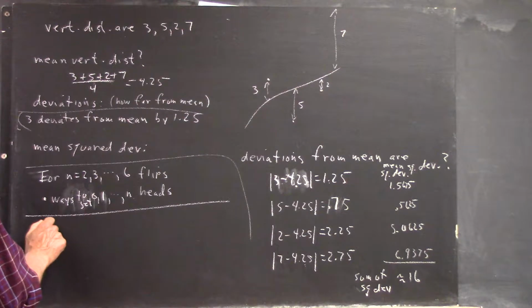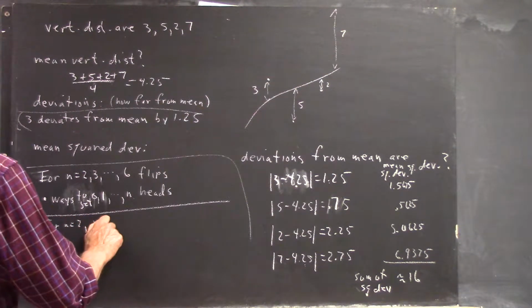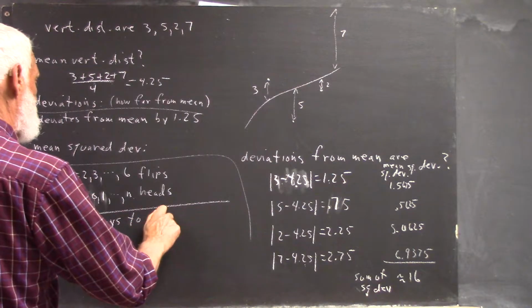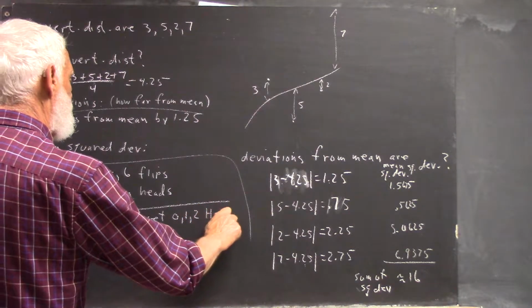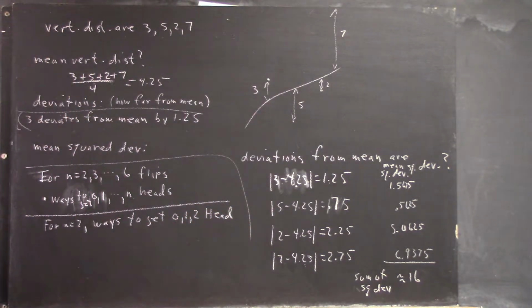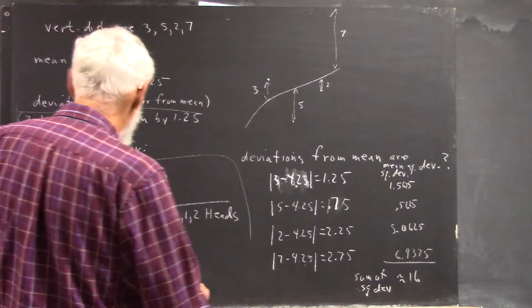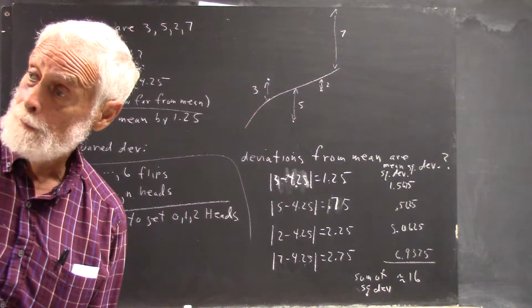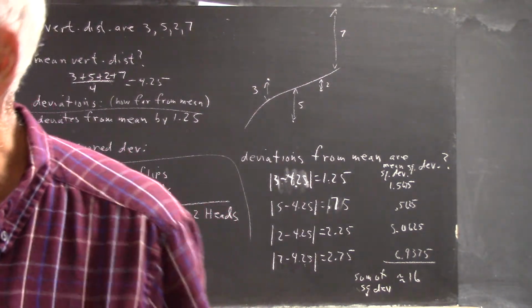Okay, if n equals 2, that means the ways to get zero, 1, or 2 heads, right? Okay, so now we've got a very specific situation. We've got 2 coins, right? And I'll even demonstrate. I've got a quarter and a dime, okay?